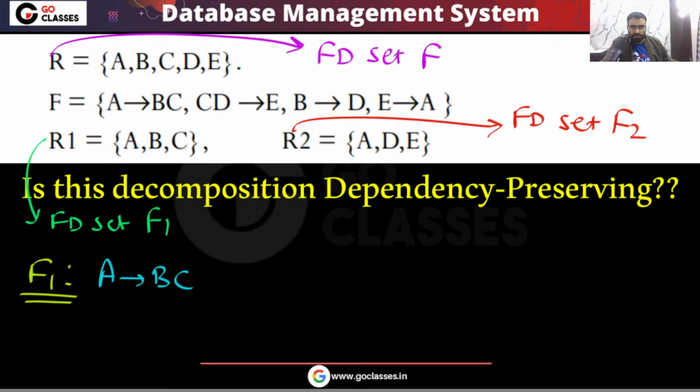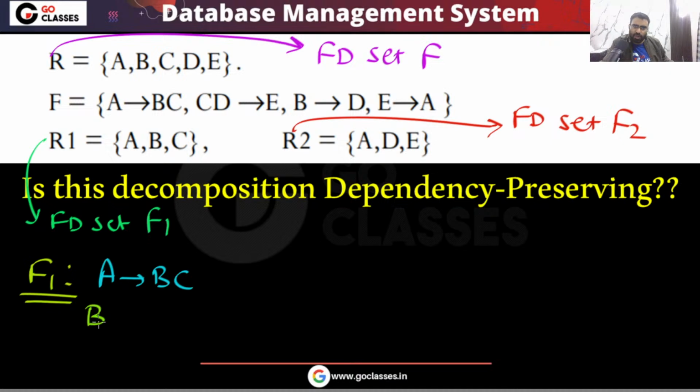And you can easily see that in this relation R1, A is a super key. So you don't have to check those FDs where the LHS is a superset of A, because A is already a super key, and a superset of a super key is already a super key.